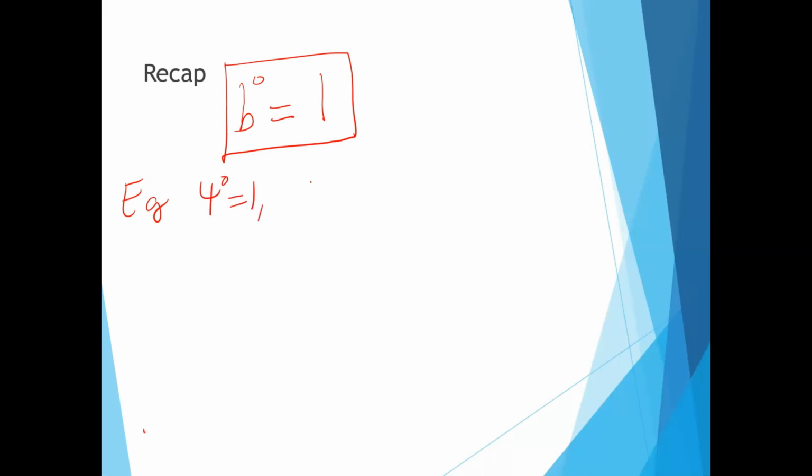So right away, let's remind ourselves that b raised to the power 0, we saw that it's equal to 1. So this is a fundamental concept that we need to keep. So in the form of examples, we can say that 4 raised to the power 0 is 1. 3 raised to the power 0 is 1. Negative 10 raised to the power 0 is also 1.